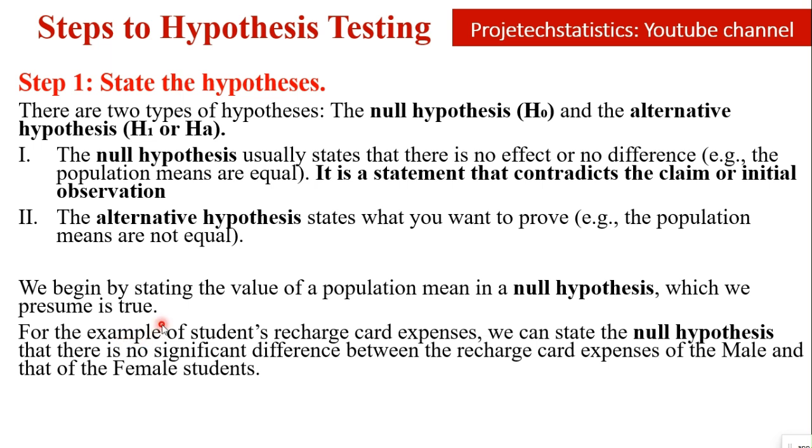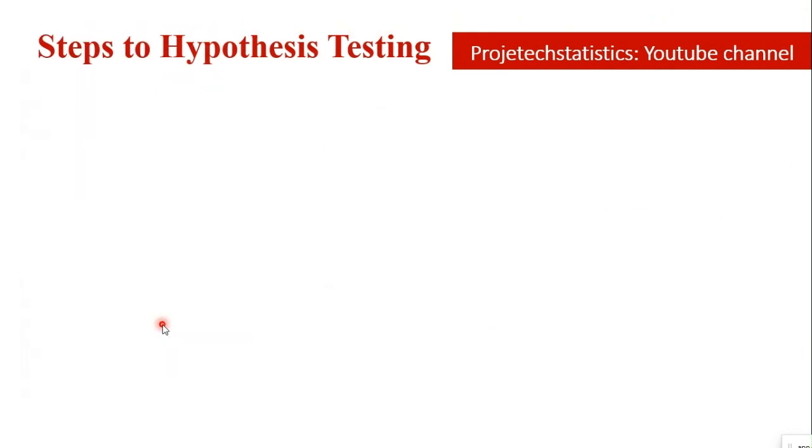For the student recharge card example, we can state the null hypothesis that there is no significant difference between the recharge card expenses of the male and that of the female. So in this case, our initial claim is that male spend more money buying recharge card, but our null hypothesis will state that there is no difference between the recharge card expenses of the male and that of the female.